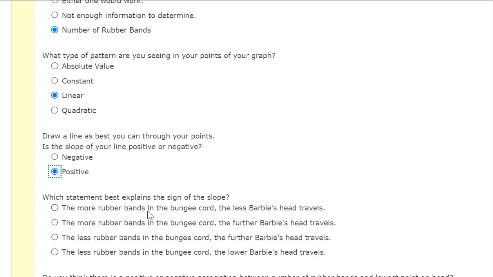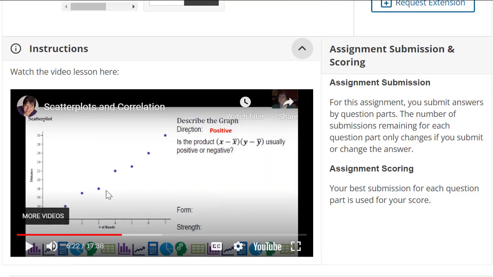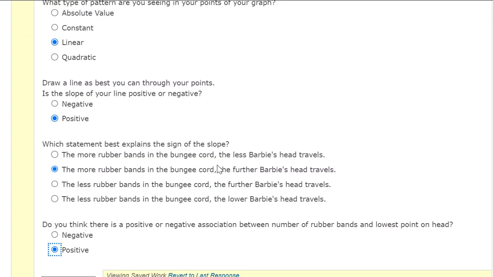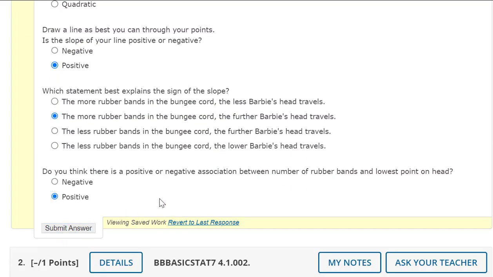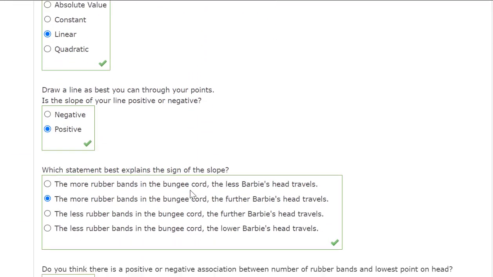The more rubber bands in the bungee cord, the further Barbie's head travels. So on this one, don't say lower, it's the less rubber bands. Do you think there's a positive or negative association between the number of rubber bands and the lowest point of the head? It's actually a positive association, and that has to do with the slope. As we add more rubber bands, the distance she travels goes up. So I can go ahead and submit the answer here. Ignore my dog, sorry. And you can see we got them all right.